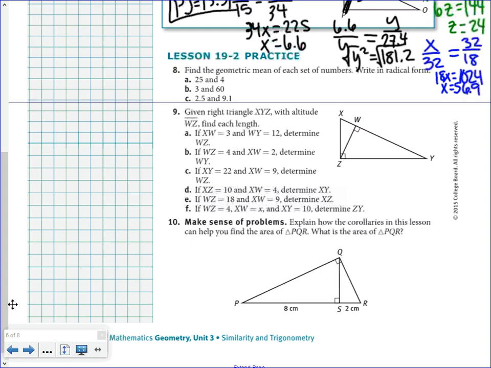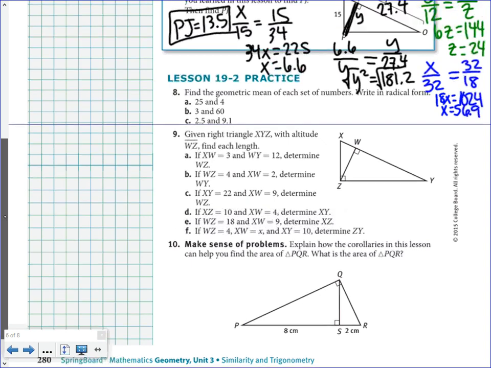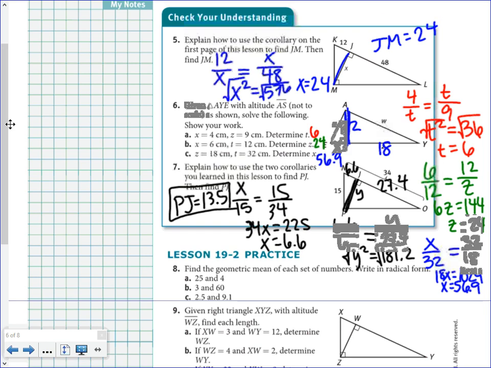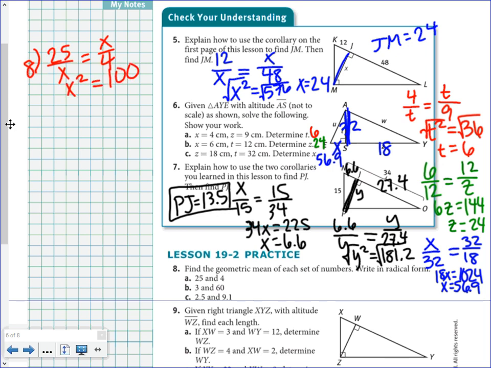Looking at number 8, we want to find the geometric mean of each set of numbers, and we want to write them in radical form. So I'm going to scroll back up so I have some room. We're looking for the geometric mean. If you want to set up a ratio, you can, and then solve it so that you have x squared equals 100, and so then x would equal 10. So your geometric mean would be 10. That's one option. Or, that's part A.